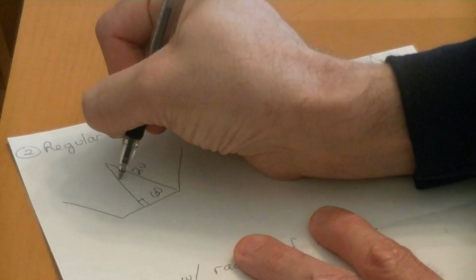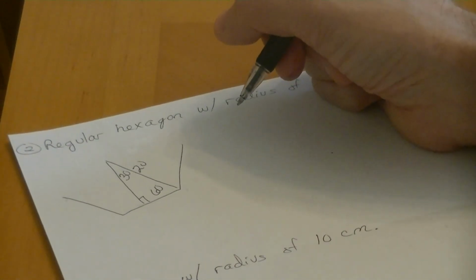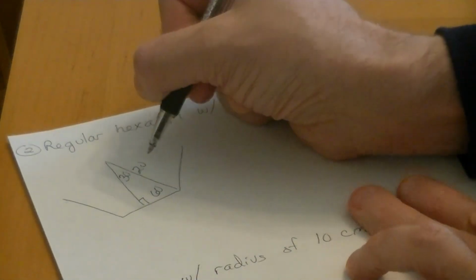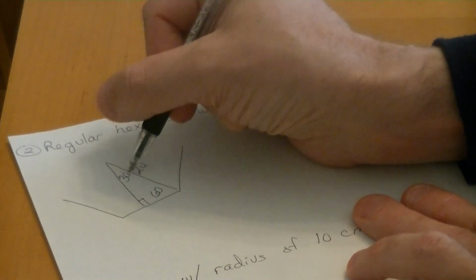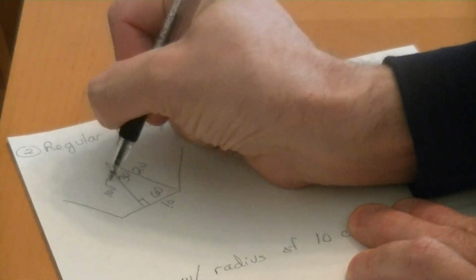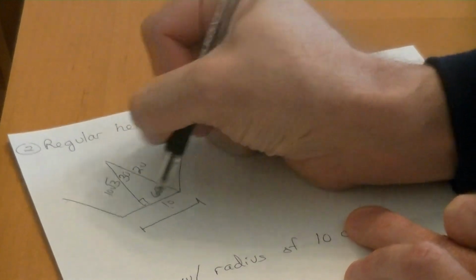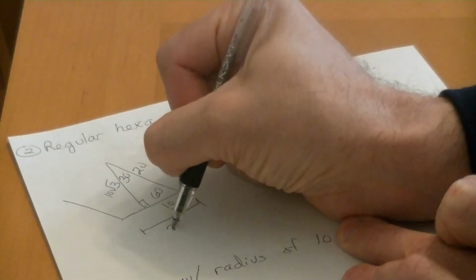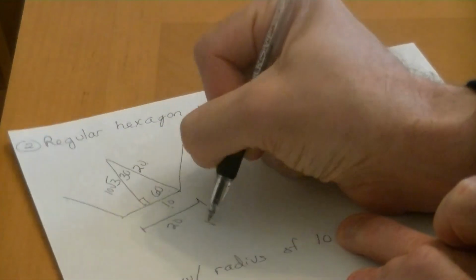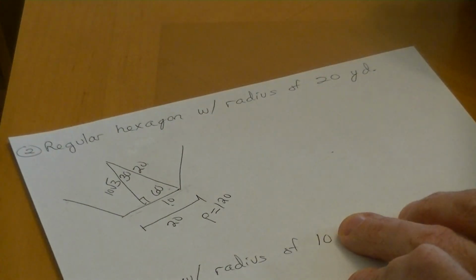Ooh, nice. Special right triangle. As long as I was paying attention to Muncie back in the winter, this is going to be easy. If the hypotenuse is 20, the short leg is 10. If the short leg is 10, the long leg is 10 root 3. Special right triangles, gotta love them. If this is 10, the whole side is 20. And if that's 20, the perimeter is times 6, 120.